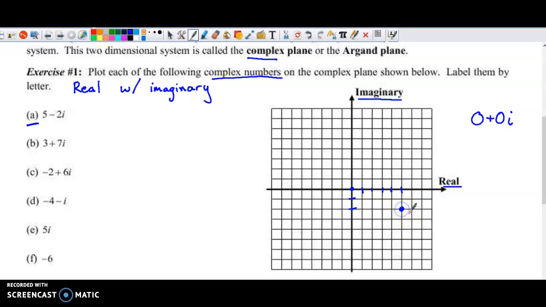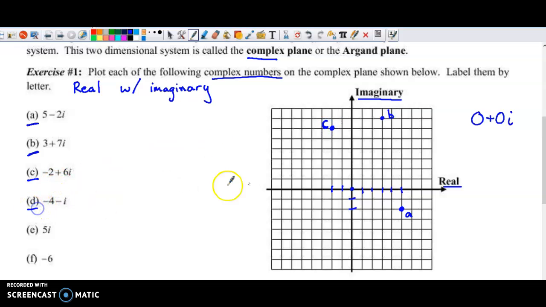I'm just going to label this part A, because that's the letter it corresponds to. So where's the letter B? Well, you go 3 units on the real axis to the right, and then 1, 2, 3, 4, 5, 6, 7 on the imaginary axis. And then C is negative 2 plus 6i, so left 2 on the real axis, because it's negative, and then 1, 2, 3, 4, 5, 6 on the imaginary.